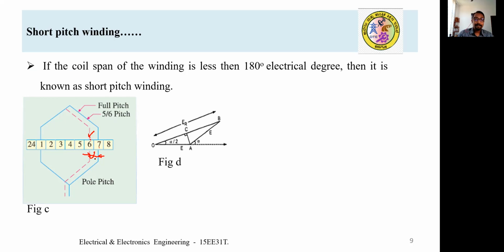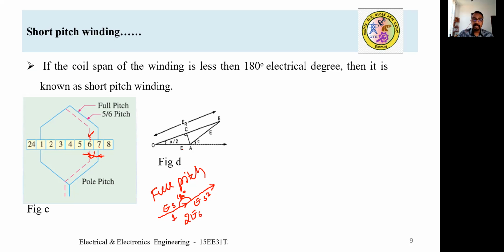Now what happens? In case of a full pitch winding, what is the vector diagram? This is the voltage induced in slot number 1. Then again the same voltage is induced in slot number 2, because they are displaced by an angle of 180 electrical degrees, since it is a full pitched winding. Then the total induced voltage is 2 times ES.